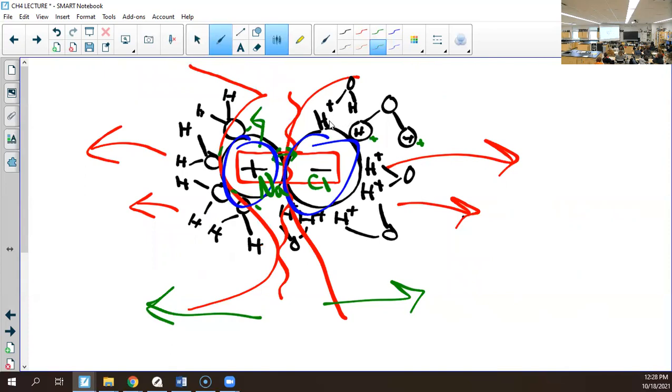If you get enough H's to attract to the negative Cl, and enough negatives of the oxygen to attract to the positive Na, then they will pull each other apart. And when this is broken, we say it is dissociated. They are now in a solution that is an ionic solution.